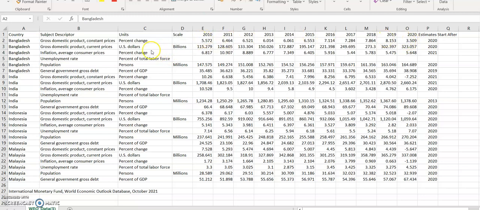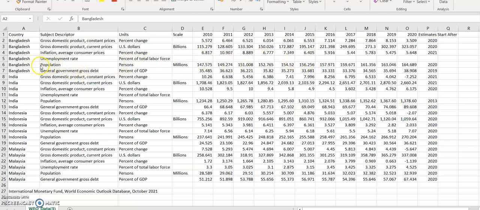Okay, let's look at inflation rate. You could see that from 2010 it was 6, then 6%, then 10, then 8, then 6, then 7, and from 2016 till 2020 it's been stable at, let's say, around 5%. So that's still acceptable, as in the UK we're heading towards 5%.